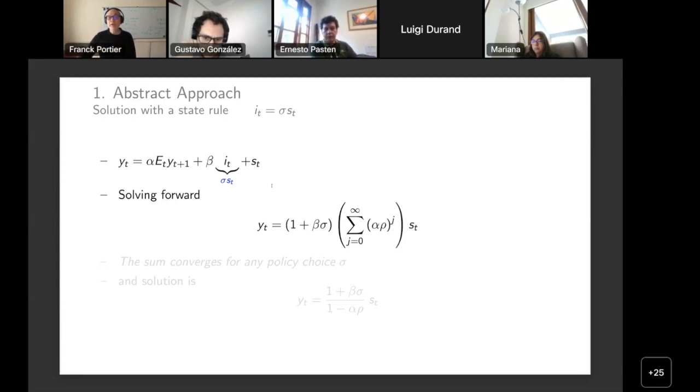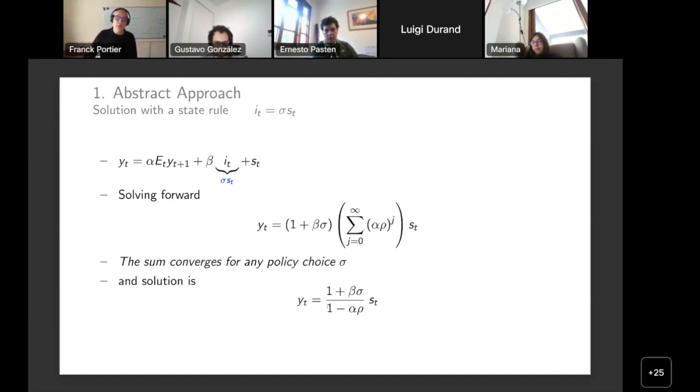So under my assumption that rho is always between 0 and 1, and alpha is also between 0 and 1, this is always converging. Okay, so here that sum converges for any policy choice sigma. And the solution, once you solve this forward, is another super simple equation, which tells me there's a mapping from the state to my variable of interest y, and it's this particular formula.